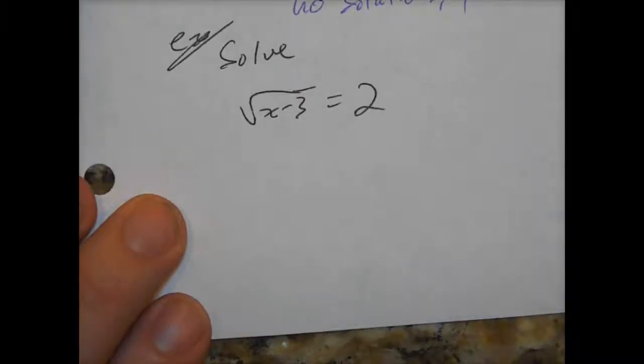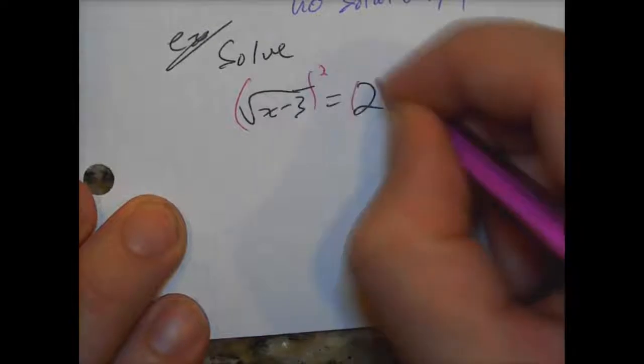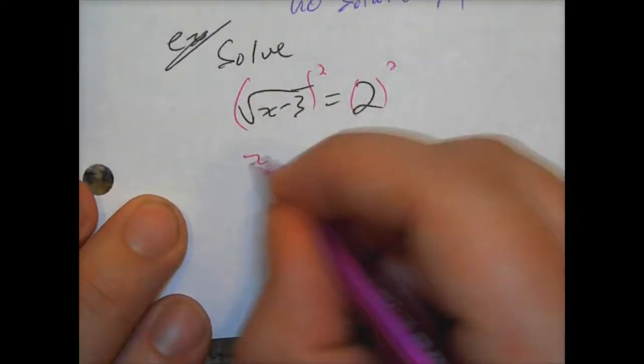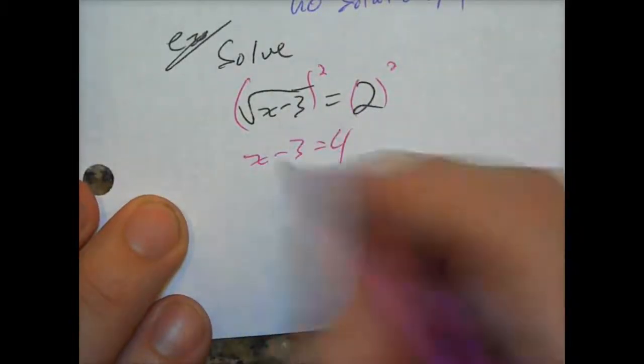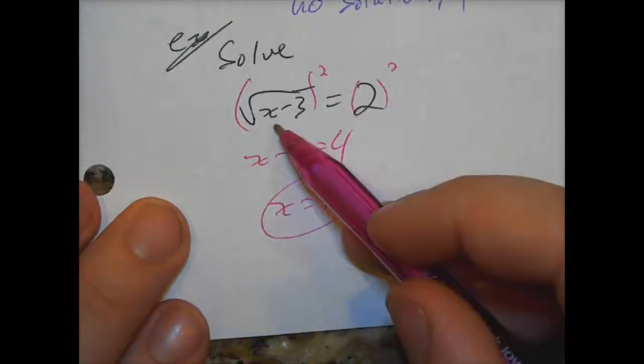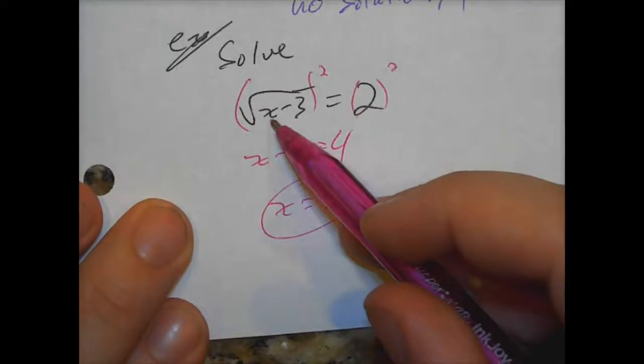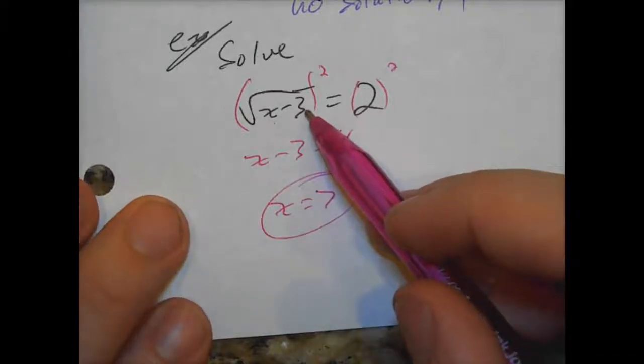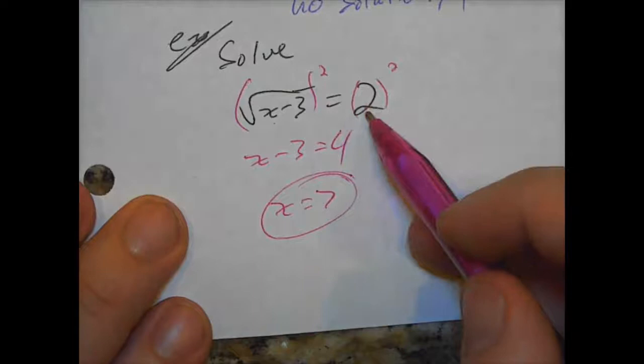All right, but same ideas. Solving this, all we have to do in order to get rid of the square root is square both sides. Make sure you do it to both sides. So we have x minus 3 equals 4. Add the 3 to the other side, x equals 7. If we plug it back into our original function to check our answer, we have the square root of 7 minus 3, which is the square root of 4. Square root of 4 is indeed positive 2.